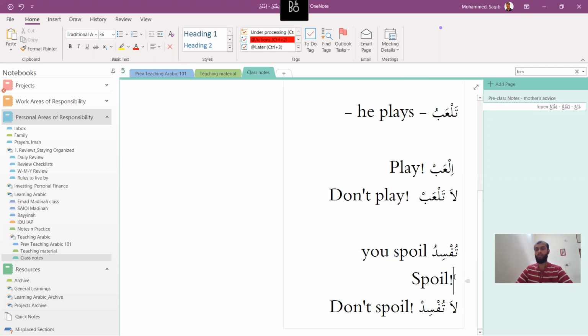How do I say spoil? Spoil the painting. This painting is very bad. So spoil it immediately. It's not a very nice painting. I don't want anyone to see it. So spoil the painting for me. Or spoil the exam, Adnan. Don't let anyone see my marks. So spoil the exam paper. Let no one see my marks. How do I say spoil? Tufsid. No, it's not tufsid. Or tufsidu. No, it is not tufsidu.